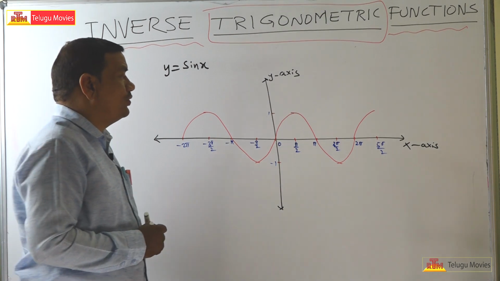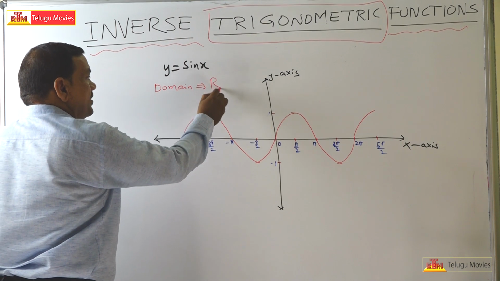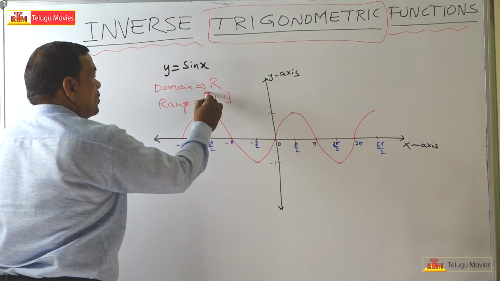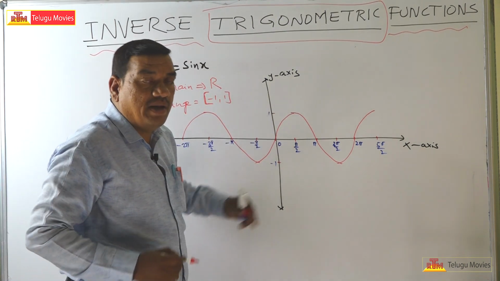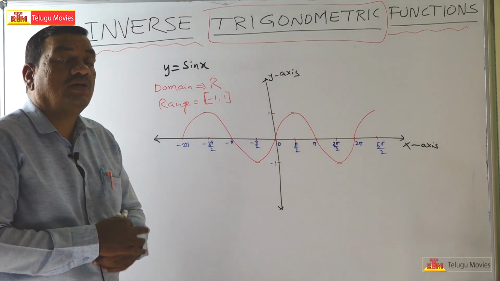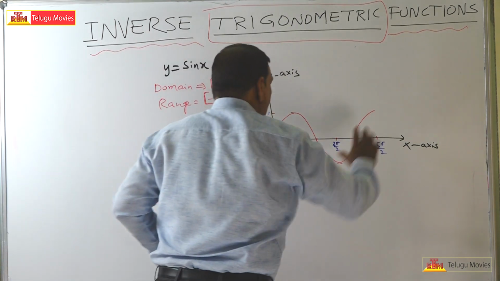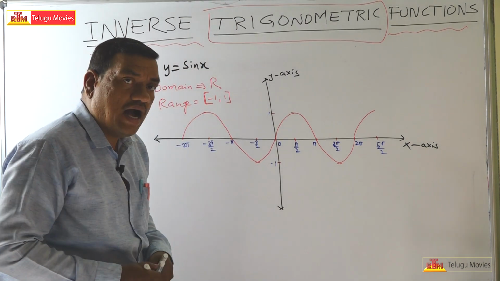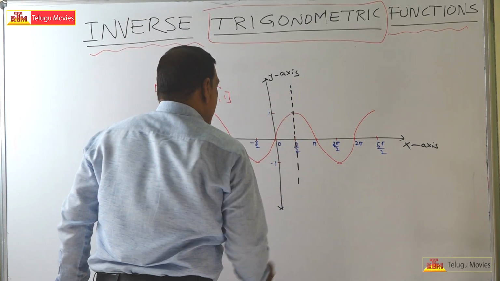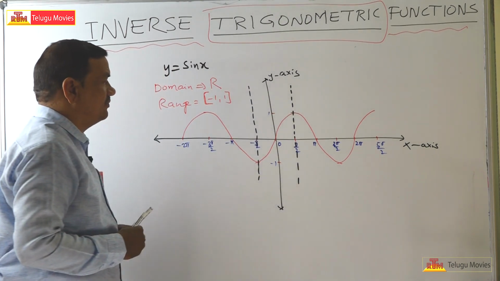Now, what I am going to do is, its domain is set of real numbers. What is the range of this function? You know that it is -1 to 1, closed bracket, that is, the maximum value is 1, minimum value is -1. Now, I am cutting the domain. Here the domain is the set of real numbers, the total domain. So I am going to cut the domain here, minus pi by 2, sorry, plus pi by 2, and here also minus pi by 2, I am cutting.